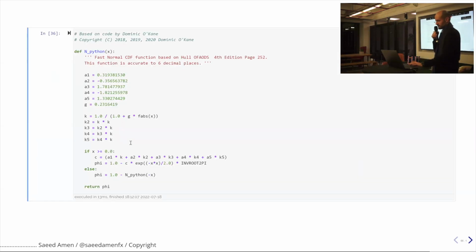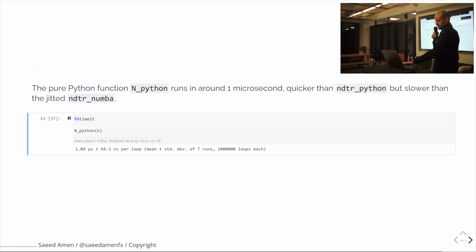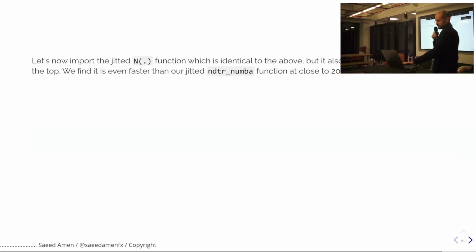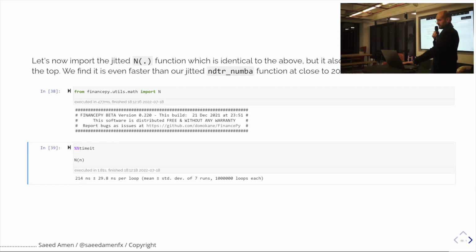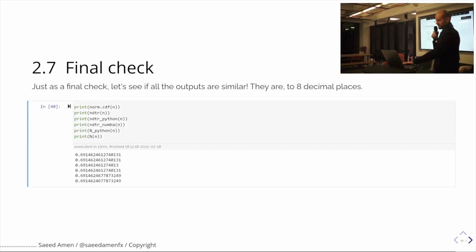So you can see it's quite a bit different here from Dominic O'Kane's Finance Pi library. And we can see in this instance, if we look at the pure Python implementation of this, it's 1 microsecond. But then if you want to JIT it, it ends up being 214 nanoseconds. So this different algorithm ends up being quicker actually than the original algorithm. And just to check to make sure that we have the same numbers. There's nothing worse than benchmarking code and finding it's a lot faster, but then your numerical output is totally different. So it kind of negates the whole point of speeding up your code if the numbers are incorrect at the end.